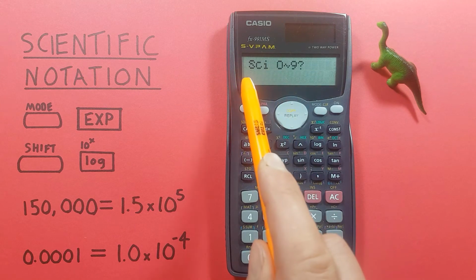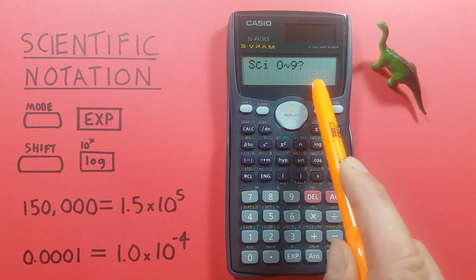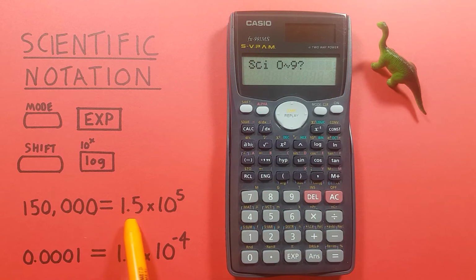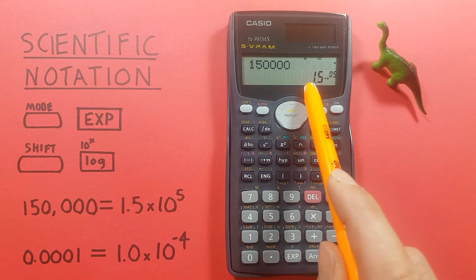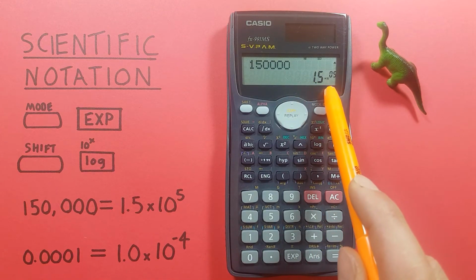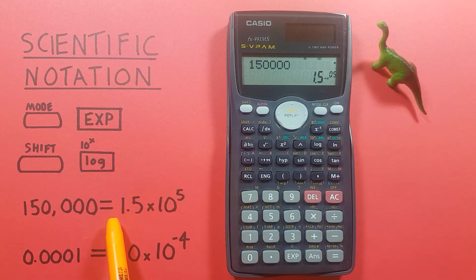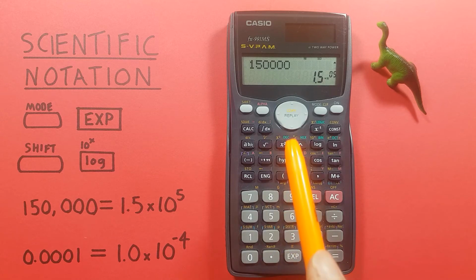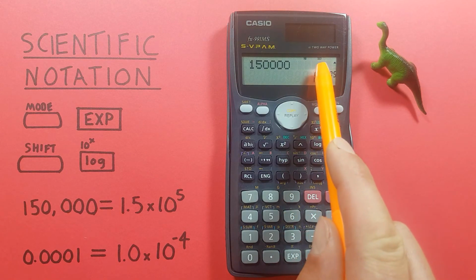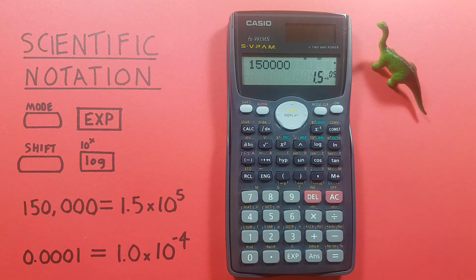It's asking us how many digits we want to view or how many significant figures we want. Well, let's keep it simple and use 2 for this example. So we press 2, and you see our 150,000 has been converted to 1.5 times 10 to the power of 5, which is correct. And you can see we're now in scientific notation mode by the SCI in the top of the screen there.